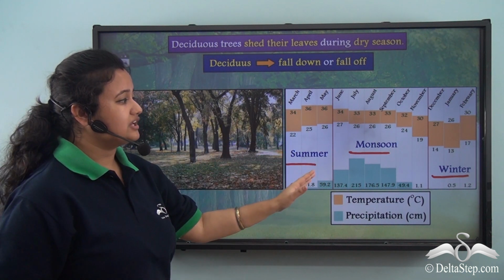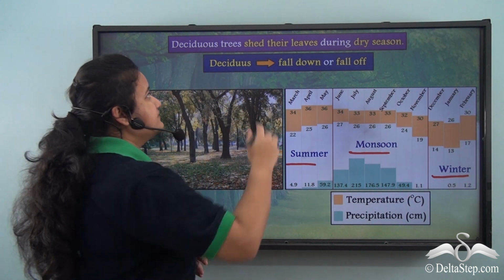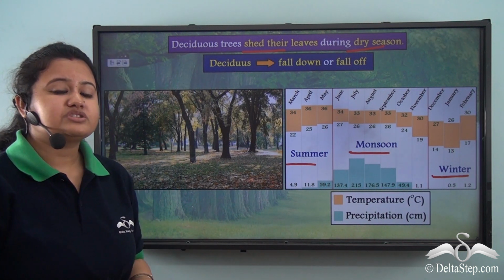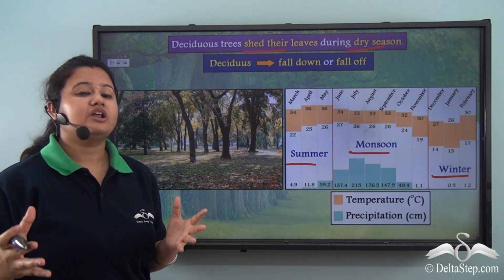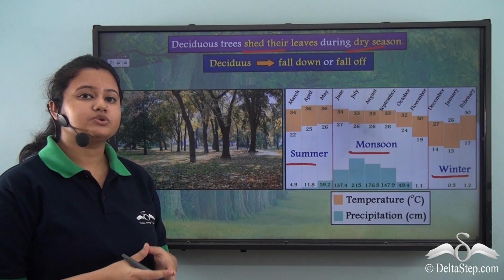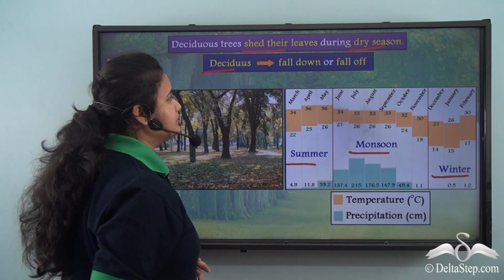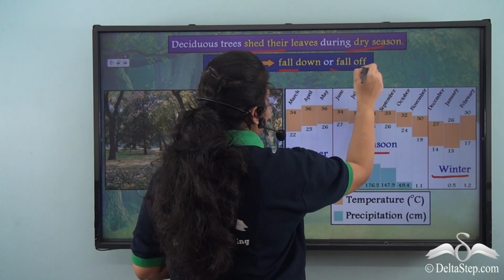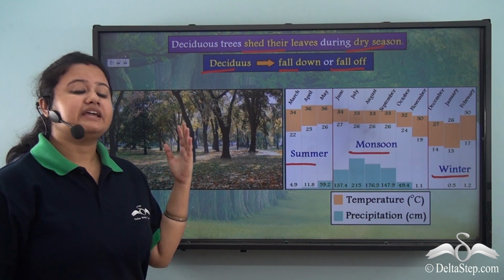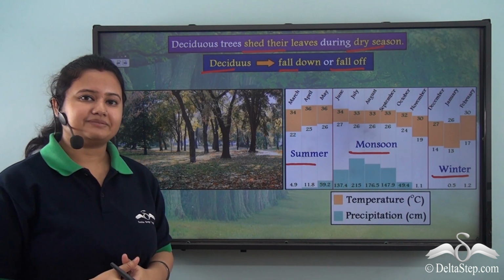So, based on such climatic conditions, deciduous forests shed their leaves during dry season in order to reduce the rate of transpiration or water loss through leaves. Now, the word deciduous comes from a Latin word decidus, which means to fall down or fall off. And these trees are called so because they shed their leaves before the onset of dry season.